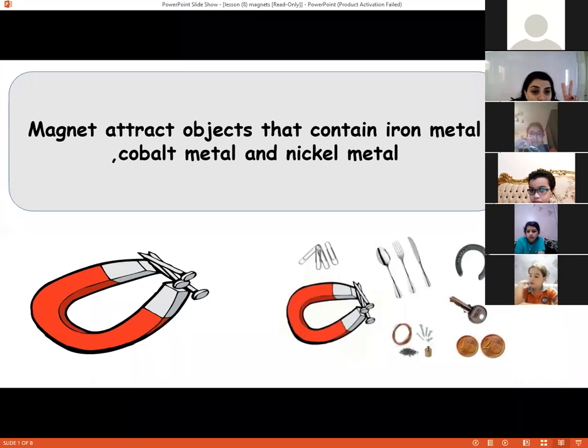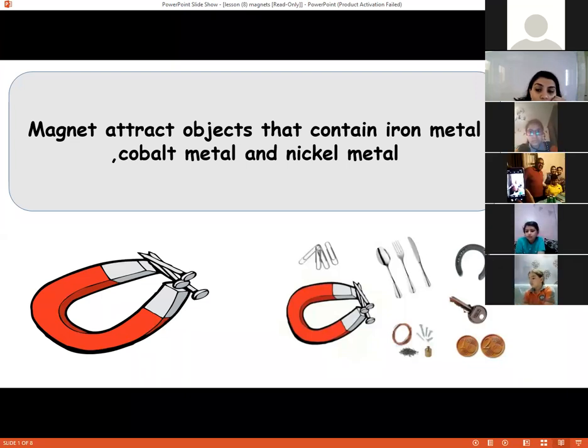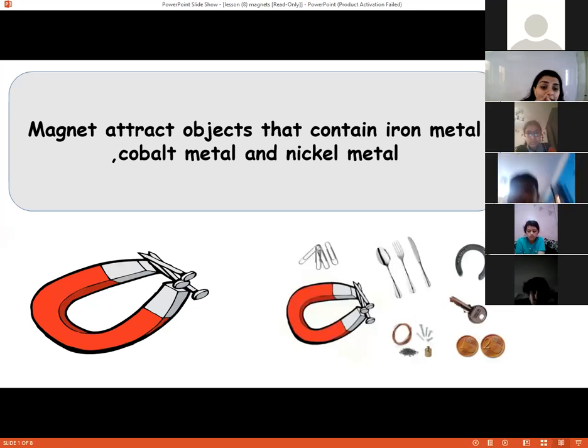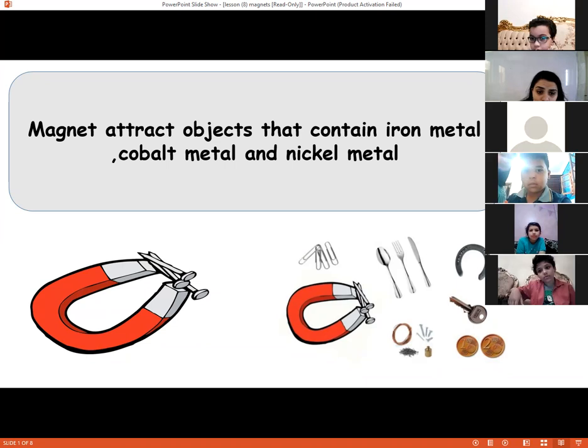Junior 3, we have two other metals like iron, but they are different types. They are called cobalt and nickel. Cobalt and nickel are like iron, but different types. All of you with me? Yes. So now I can say the magnet attracts objects that contain iron, cobalt, nickel.